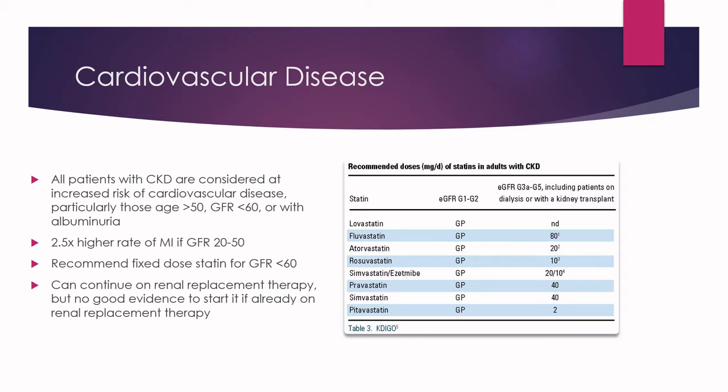In fact, patients who have a GFR between 20 and 50 have a 2.5 times higher rate of MI compared to the general population. Therefore, for cardiovascular risk reduction, KDIGO recommends a fixed-dose statin for patients whose GFR is below 60, with the standard recommended doses shown in this table here. Patients who are started on a statin can continue this as they progress and are started on dialysis. However, there's no good evidence to start a statin once a patient has already started dialysis.